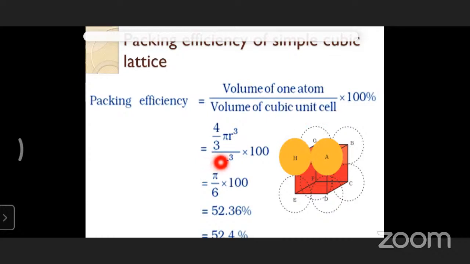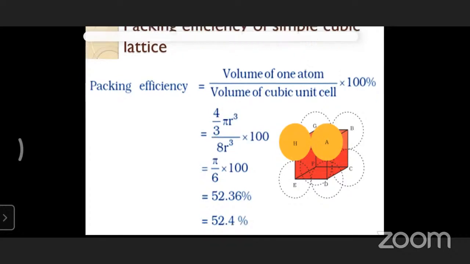Why did we get 8r cube? The formula for the volume of the cubic unit cell is a cube, where in the simple cubic lattice the edge length a is equal to 2r. I already told this in the IIT class and discussed it in yesterday's class. So instead of a we take 2r, and 2r whole cube gives 2 cube, which is 8, r cube, into 100. By simplification, what are we going to get?